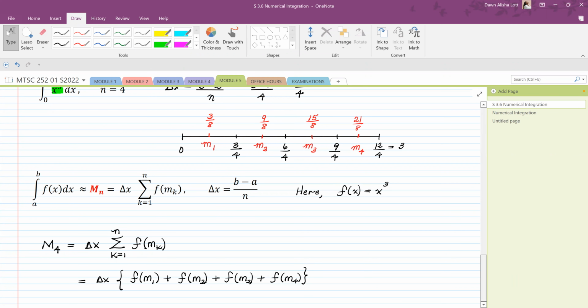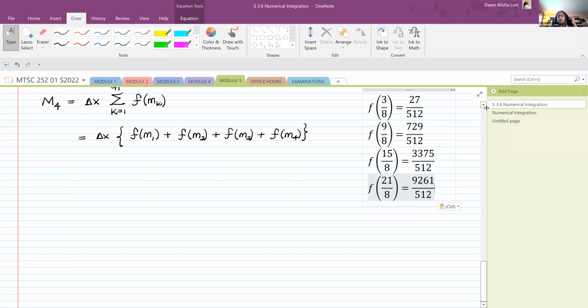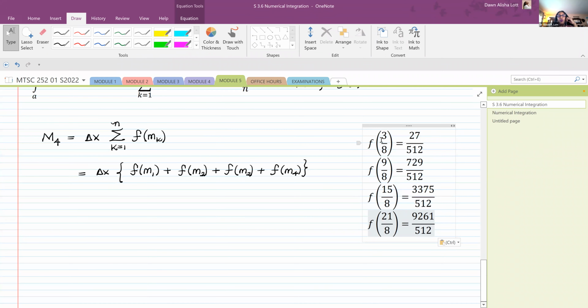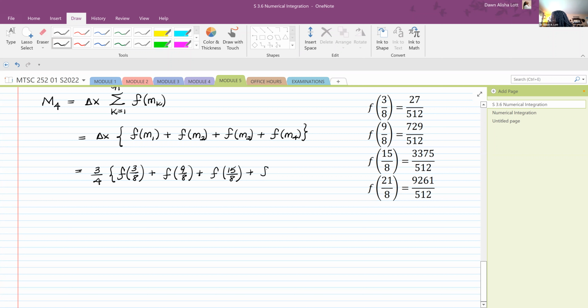All righty. Okay, so in the essence of time, I found f of these numbers already. Okay, so here we go. How did I find them? Well, f of the first one, if you remember, was 3/8, right? So I'll actually write that out for you. This is delta x, which was 3/4. And then we're going to have f of 3/8 plus f of 9/8 plus f of 15/8 plus f of 21/8.